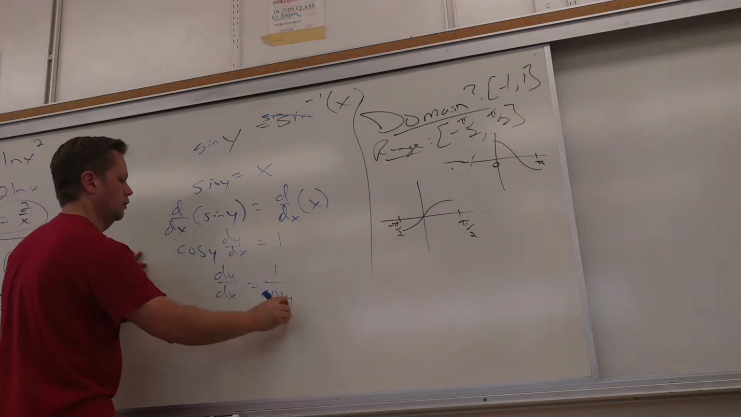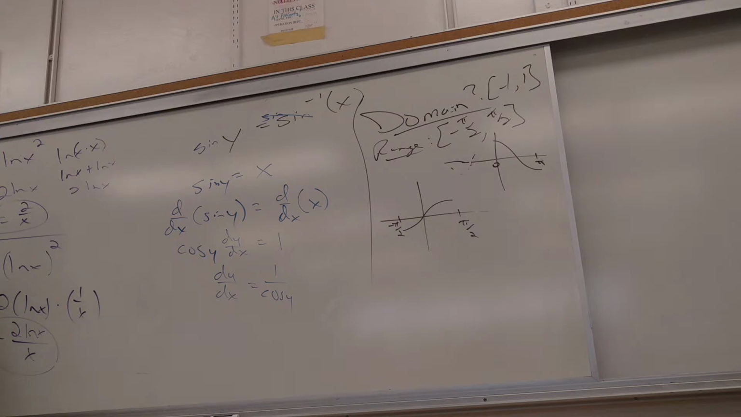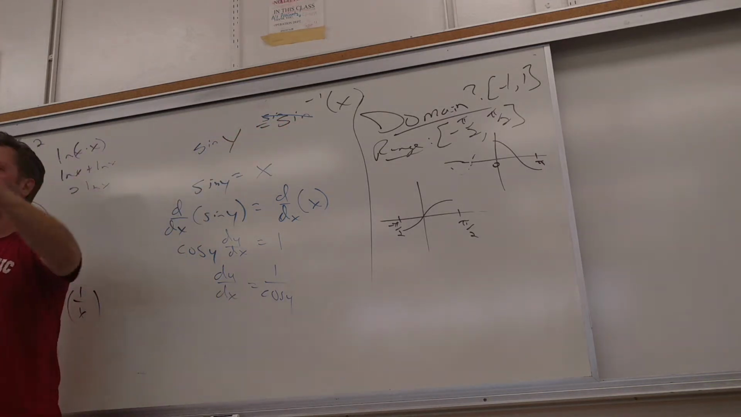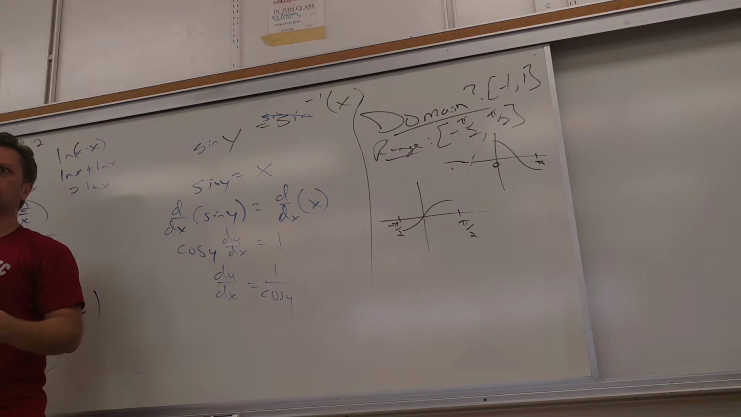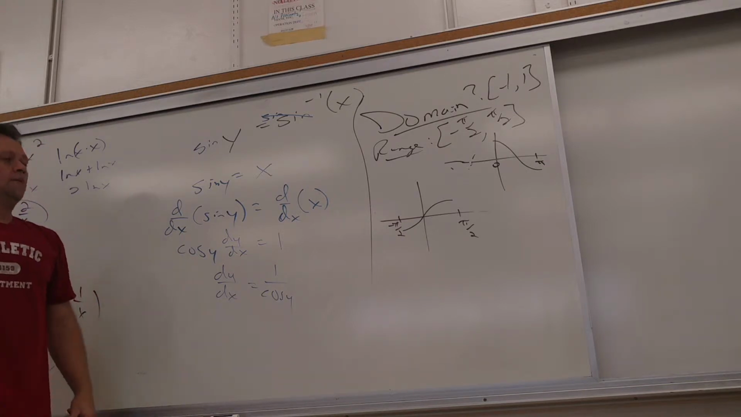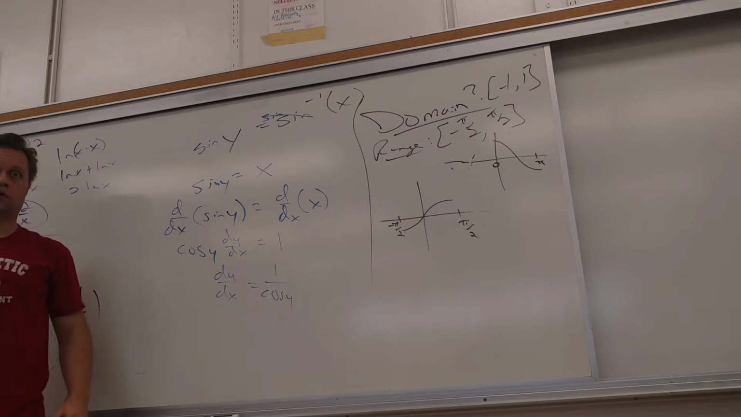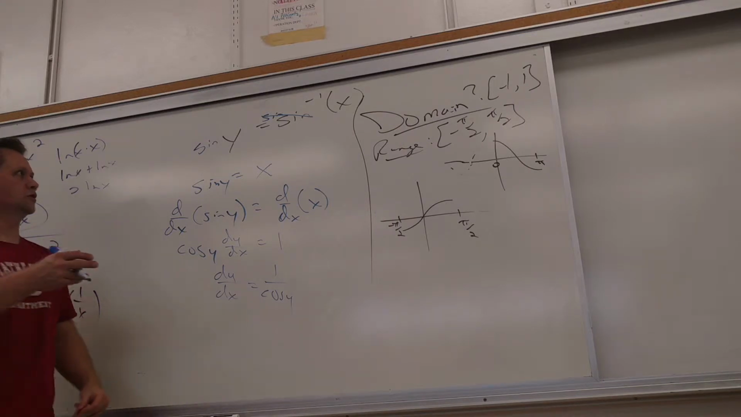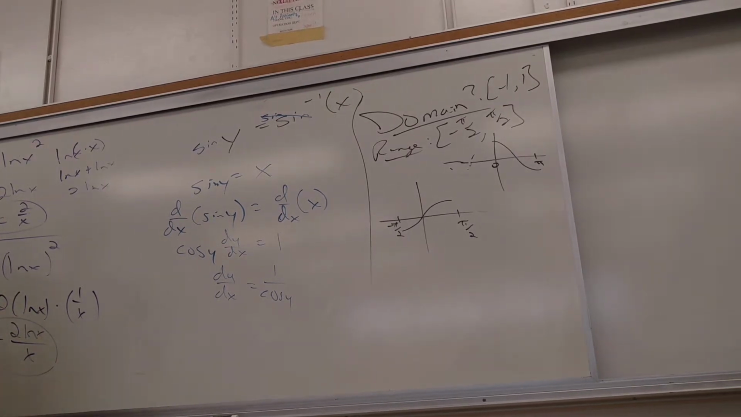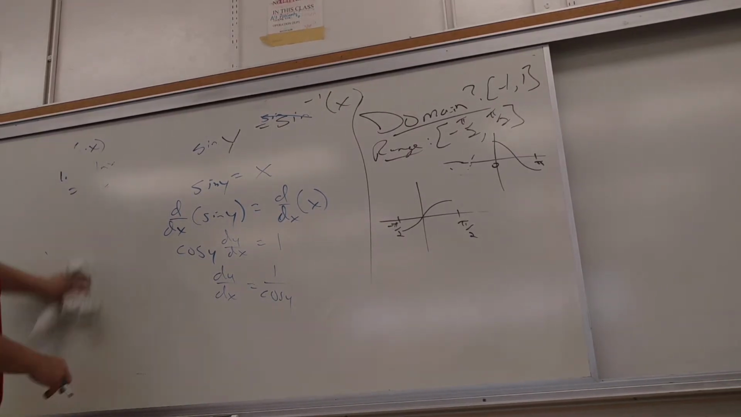1 over cosine y, which is not good enough, right? You guys see why that's not good enough for a general definition? If I have a function of x to begin with, I want its derivative written as a function of x also, if possible. It's not always possible, but here it totally is. Can we use trigonometric properties? Yes, cosine squared y plus sine squared y equals 1. Yeah, totally.